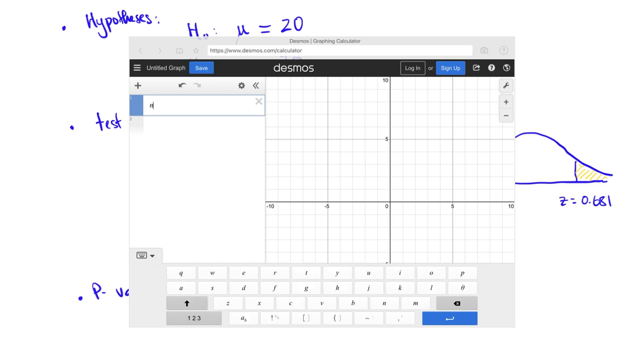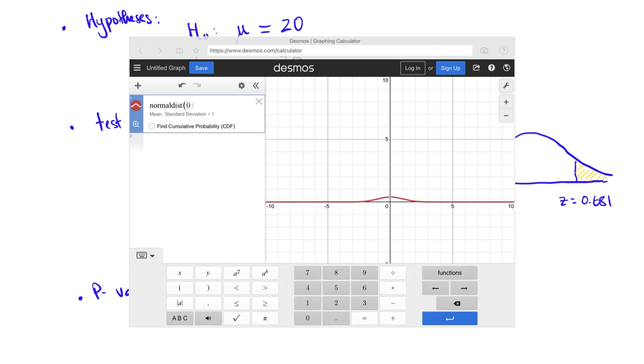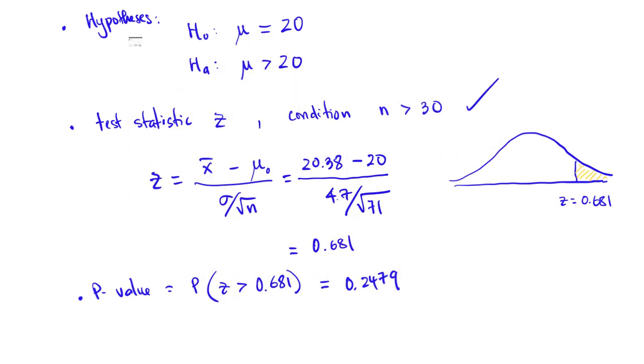To find the p-value for the z-test, we will use the normal calculator. In this case, we will use Desmos.com. With Desmos, we type normal, DIST, for the normal calculator. We will need to specify the mean and the standard deviation. This is the standard normal distribution, so the mean is 0 and the standard deviation is 1. With the shaded region, the left or the minimum value is 0.681 and the maximum is infinity because there is no max. And so we input the minimum 0.681 and leave the maximum alone. There we have it. The p-value is 0.2479.